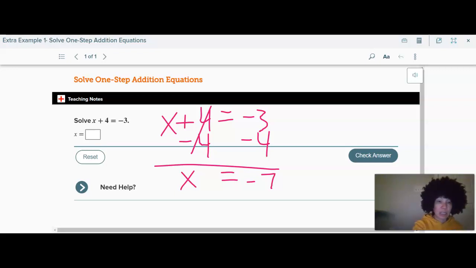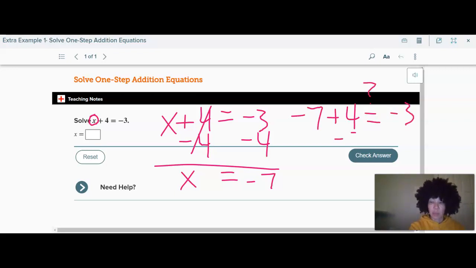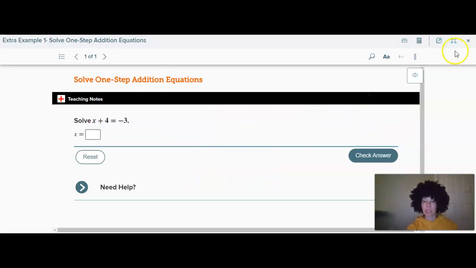And then we can check this. You can always check your answers. If I plug in negative 7 for x, negative 7 plus 4, does that equal negative 3? And in fact it does. So you can always check your answers to see if you're correct just by plugging in the value for x and seeing if both sides end up being equal.